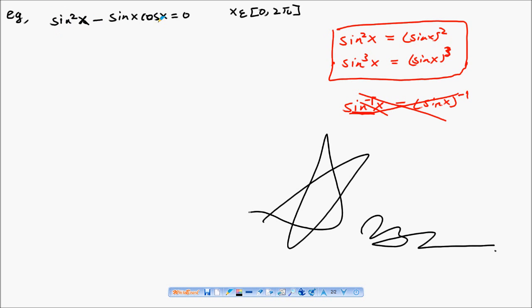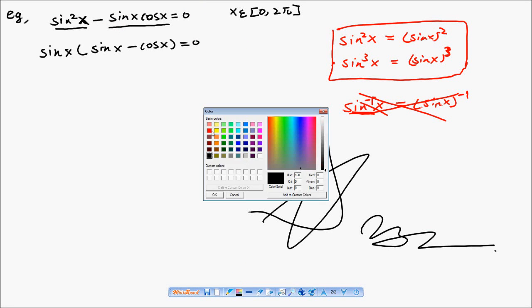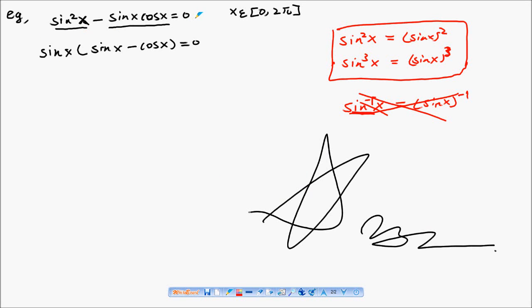Now what's happened is we have to factorize it. In this equation on the left hand side, there are two terms, and each term is a multiple of sine x. So I can just put sine x bracket sine x minus cosine x equals to 0. It is similar.